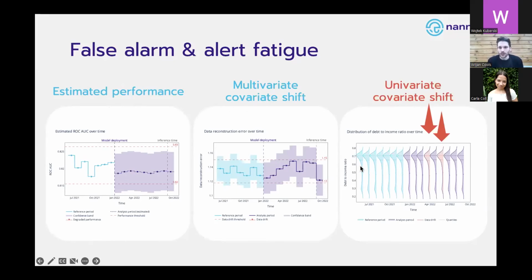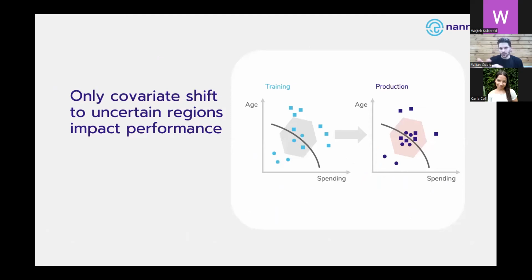And maybe to build some intuitive understanding why certain features, when they drift, don't impact performance. It's also because today we're pushing the boundaries of our machine learning models. We're including a lot of features inside of them, and not all the features contribute equally to the model performance. And if we have a feature that is not that important, and it shifts a little bit, the overall performance might not be that much impacted by it. And a way to look at it, from a classification model perspective, is that only covariate shift to uncertain regions is going to impact the performance.